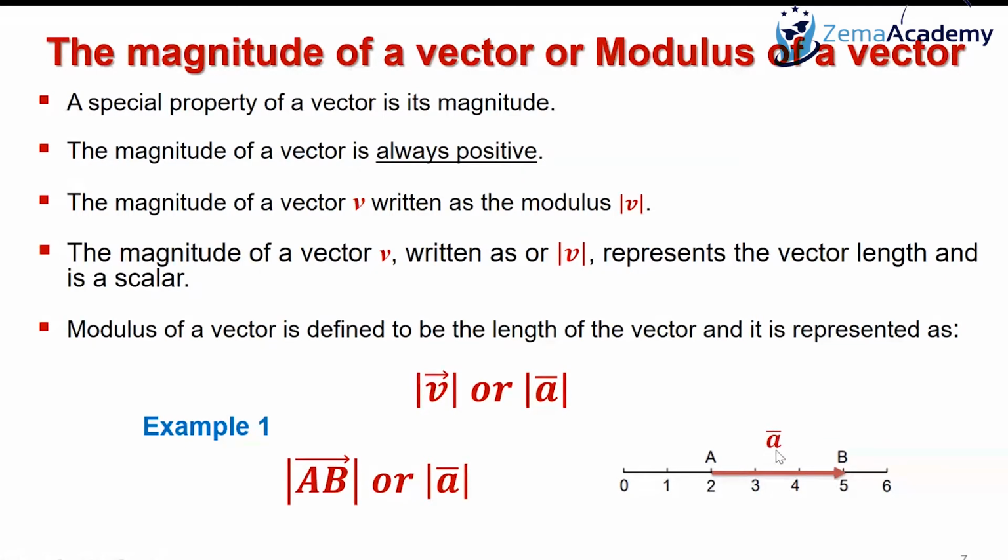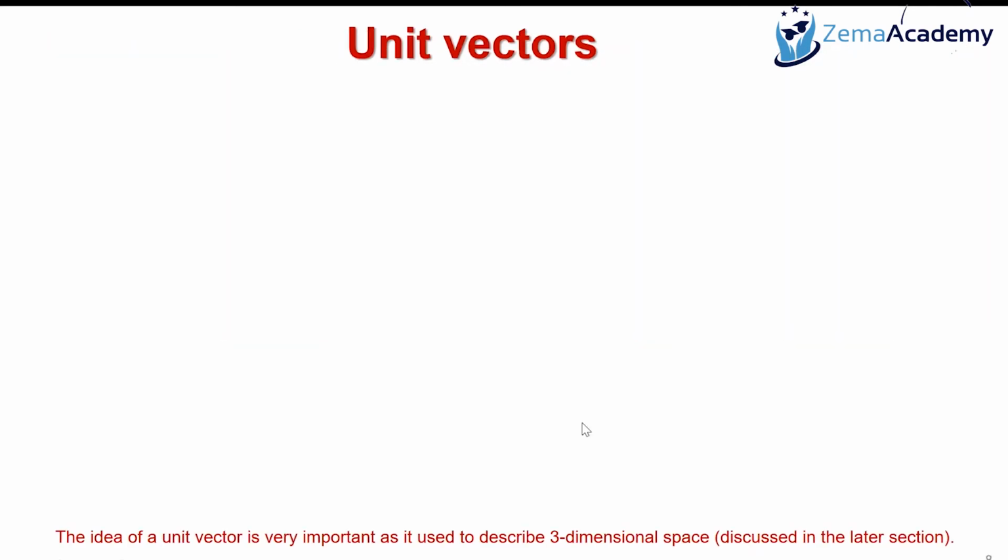A is a vector, and you can find the magnitude or modulus of vector A with the help of the same formula that you knew earlier, that is, the square root of a squared plus b squared if it is a 2D vector. And if it is a 3D vector, then it is the square root of a squared plus b squared plus c squared, just like what you did in your previous topic.